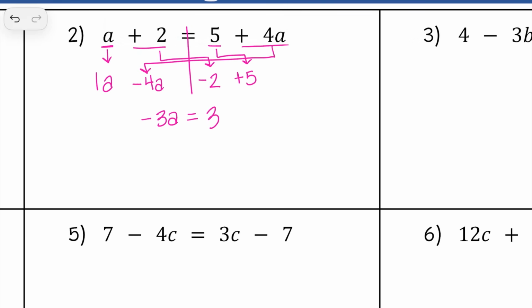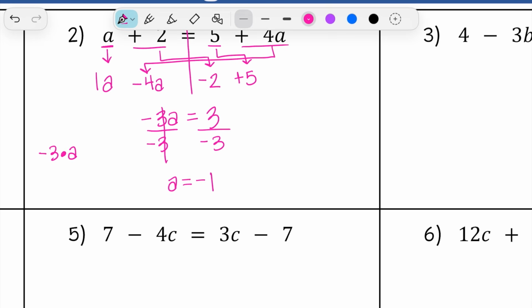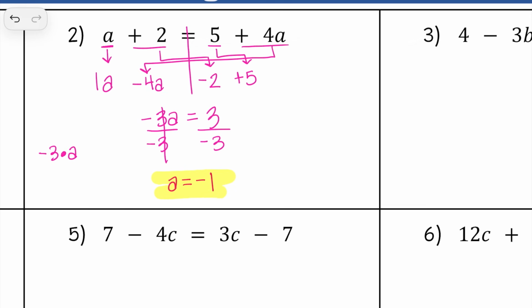A is still not alone. Remember that negative 3a means negative 3 times a. So we're going to do the opposite of multiplication, which is division. So I'm going to divide both sides by negative 3. That leaves me with a equals, and then 3 divided by negative 3 is going to give me negative 1. So my answer is going to be a equals negative 1.